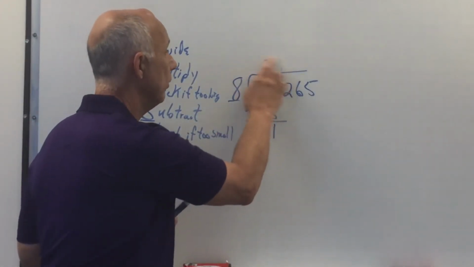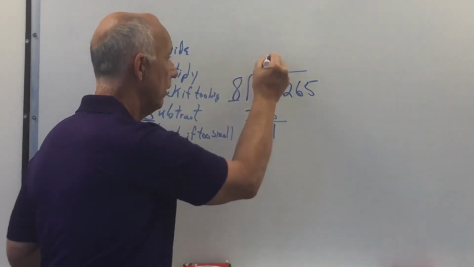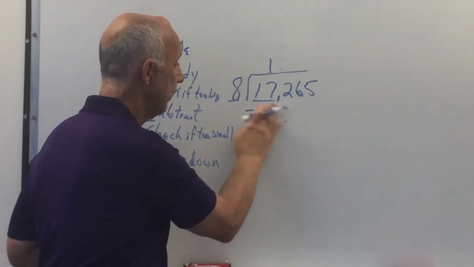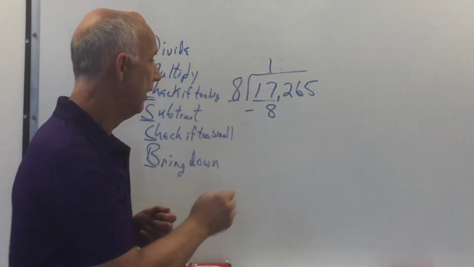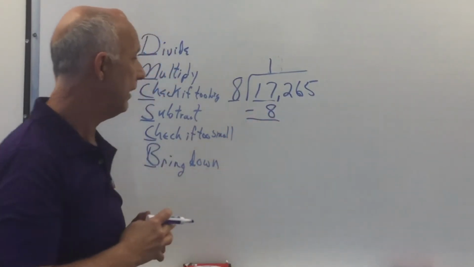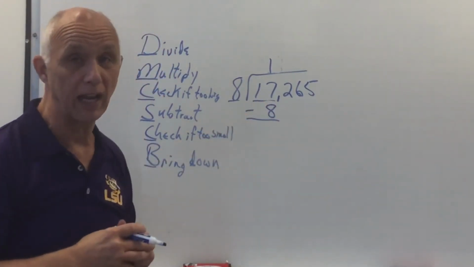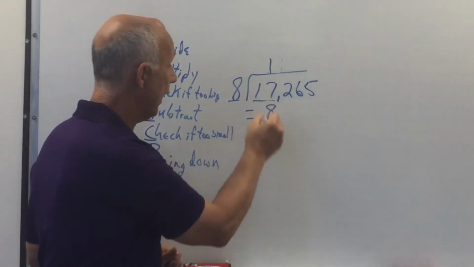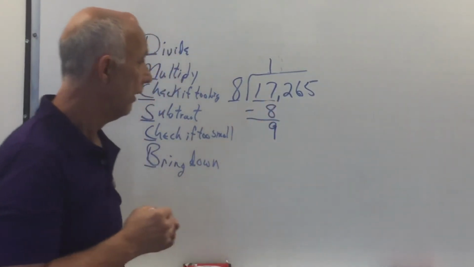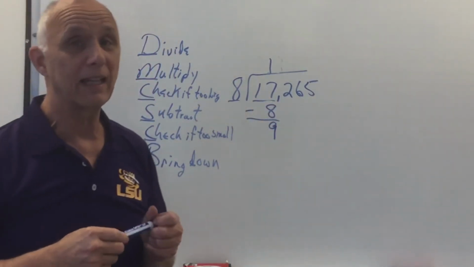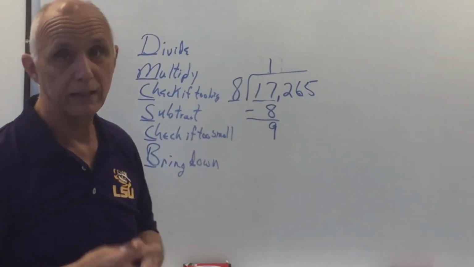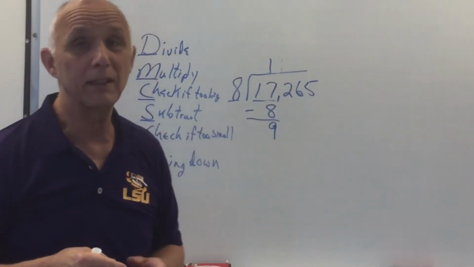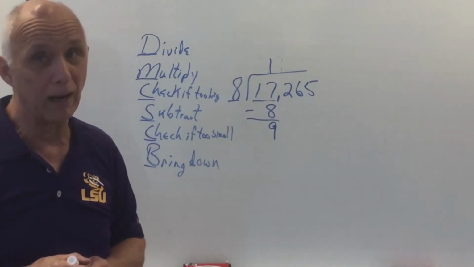Now, had I guessed too small, had I guessed a 1 and said 1 times 8 is 8, I didn't guess too big because I can subtract. And when I subtract, I get a remainder of 9. Now, 9 means that I guessed too small because 9 is bigger than 8. Why don't I just do that? Because then it creates a real big problem.